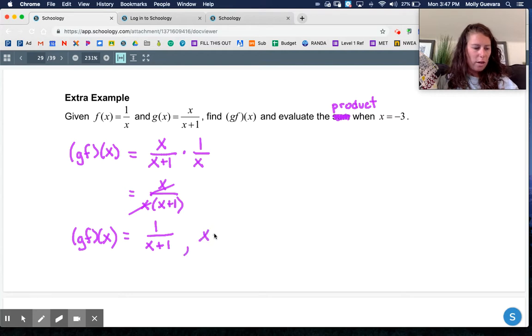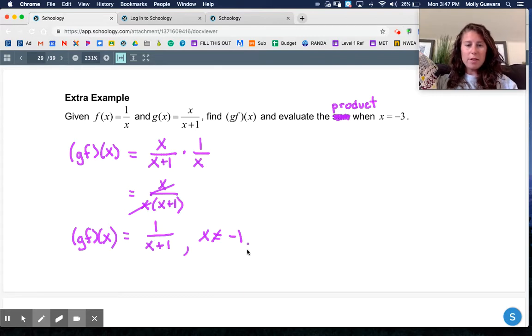However, there's actually two values that x cannot be. Okay, the first value I see that x cannot be is negative 1. And the reason for that is because if I plug in negative 1 here, I would get negative 1 plus 1, which is 0. And you cannot have 0 on the bottom of a fraction.